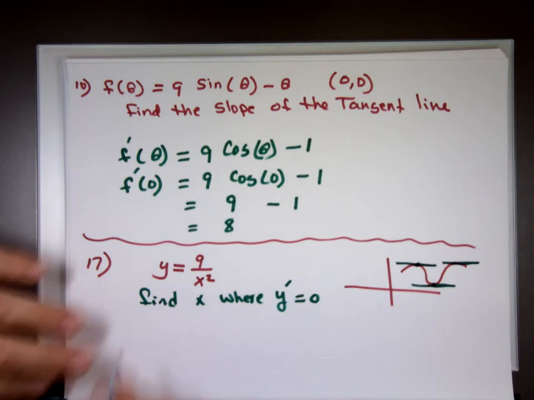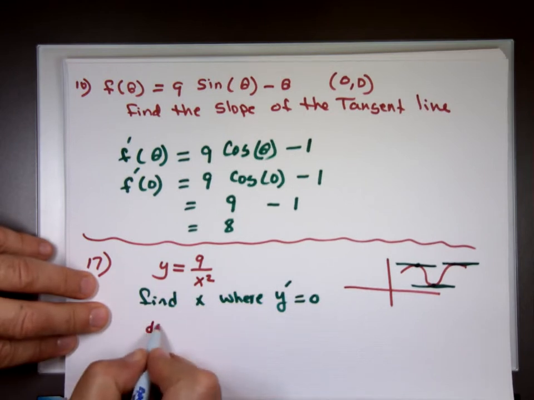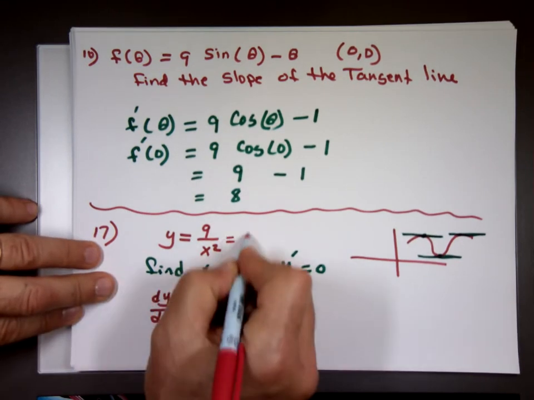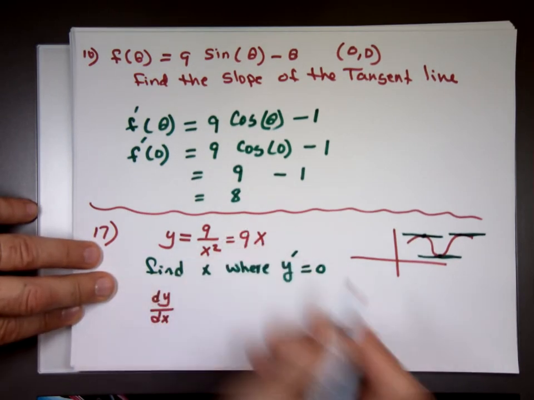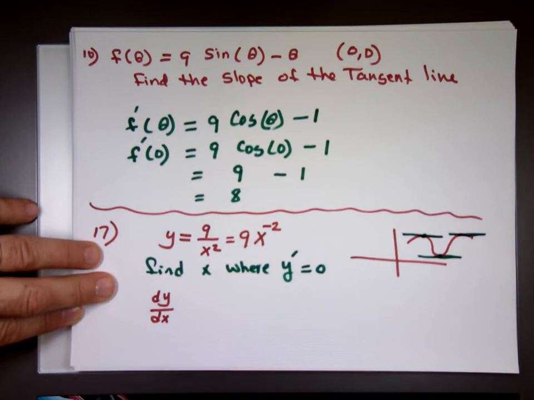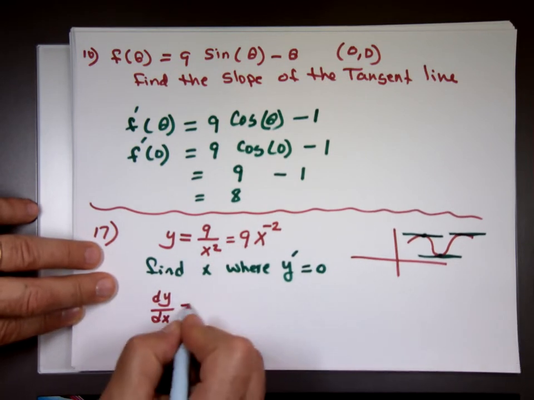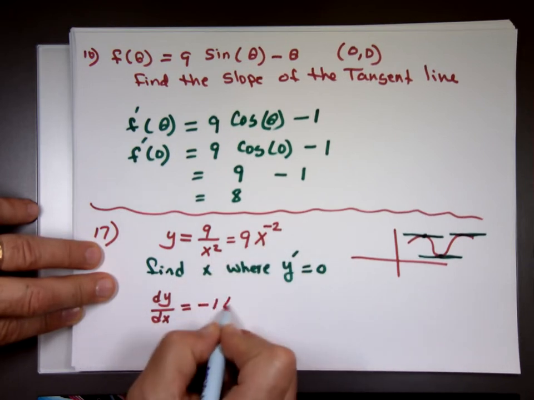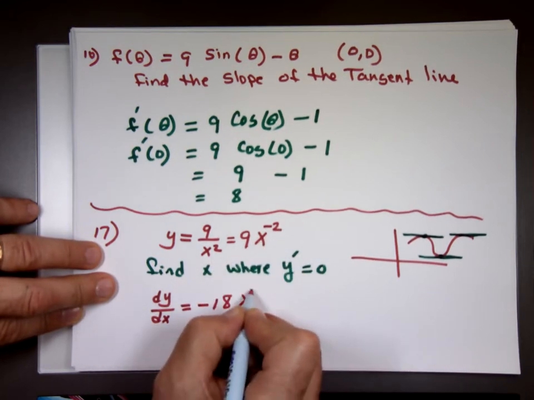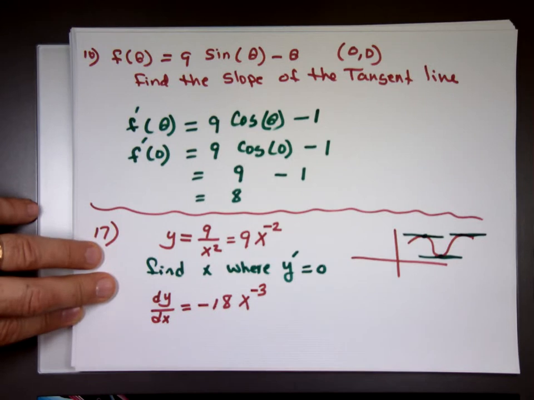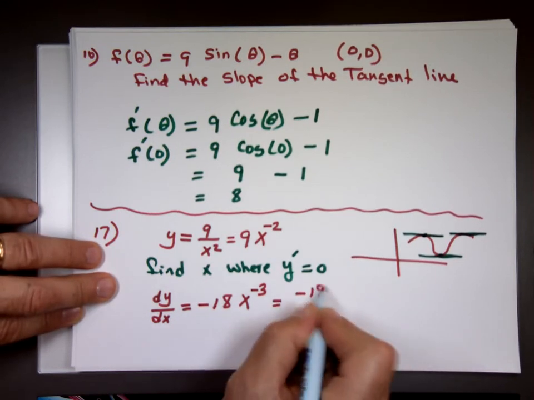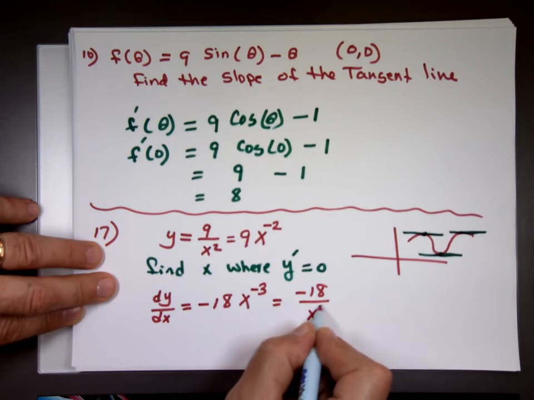So let's find the derivative. y prime or dy/dx. I'll use dy/dx. I haven't used that notation in a while. First, you can write y as what? 9x to what power? Negative 2. So the derivative of that will be 9 times negative 2, which is what? Negative 18x to what power? Negative 3. Subtract 1 from the power, which is negative 18 over x to the third.